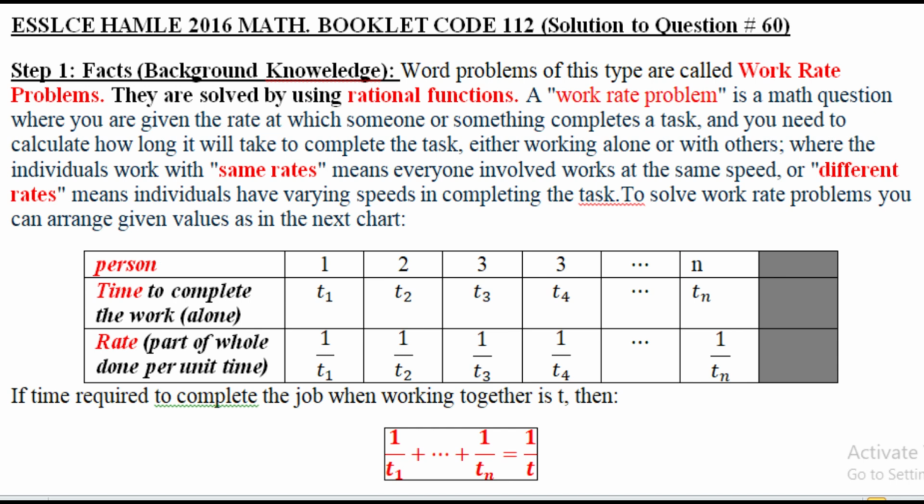The sum of these fractions 1/t1 plus ... plus 1/tn should be 1/t, where this t means the time that is required to complete the job when all the individuals work together.